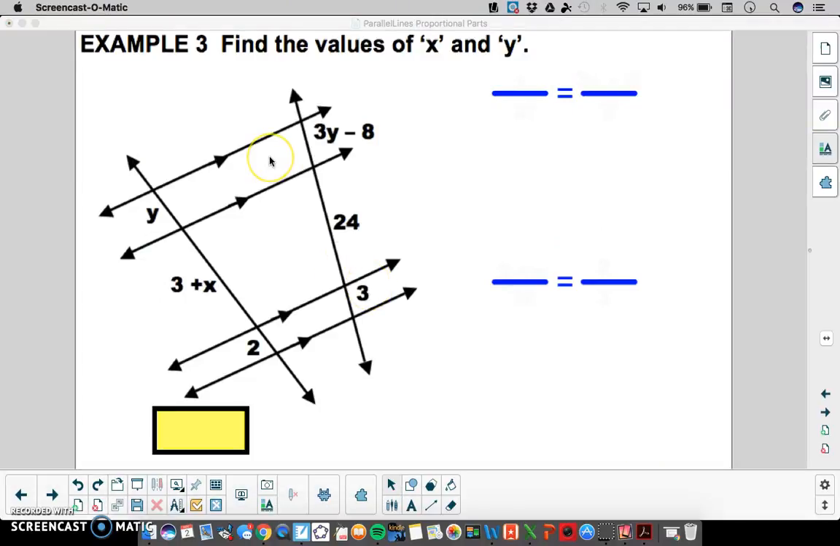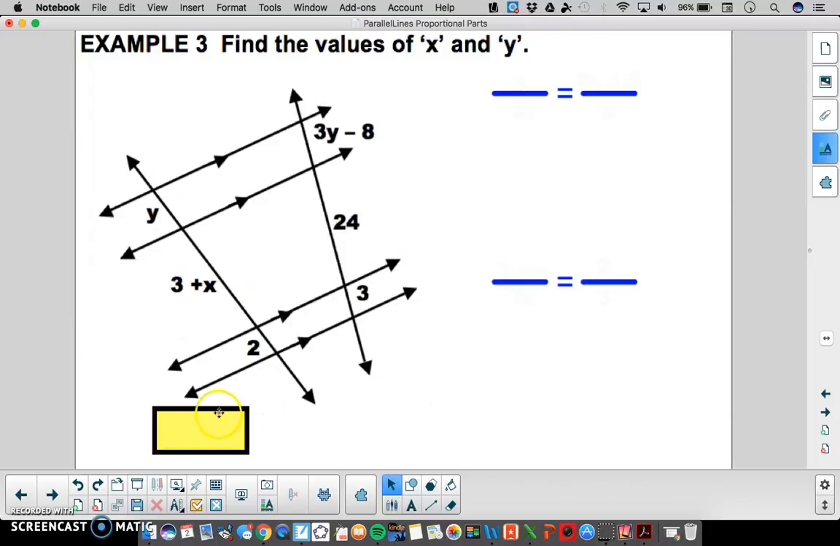In this example, we have more than just 3 parallel lines crossed by 2 transversals, so we have more proportional pieces that we can compare. So I'm going to use the 2 and 3, the parts that I have both numbers in, to help me solve for x and y. So I have to match up my pieces. I know 2 matches with 3. 3 plus x is going to correspond to 24, and y corresponds to 3y minus 8. So I can use those pieces to set up the proportion y over 2 equal to 3y minus 8 over 3. And then I can solve that resulting proportion.